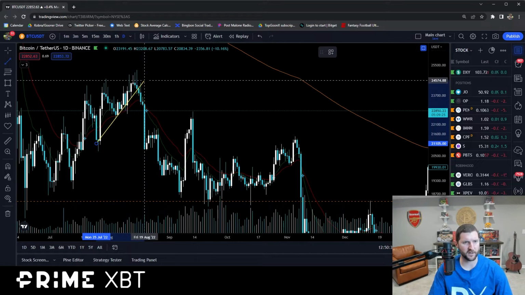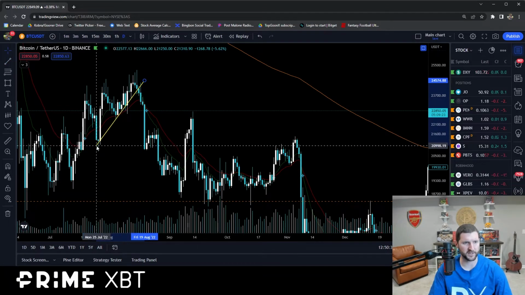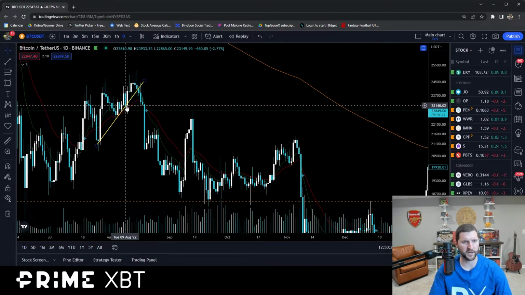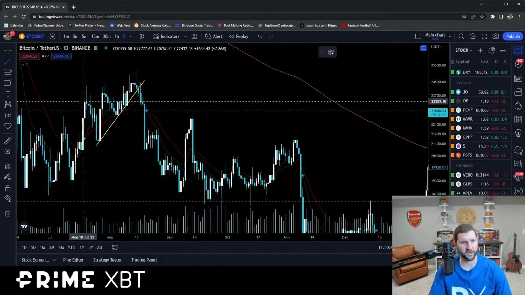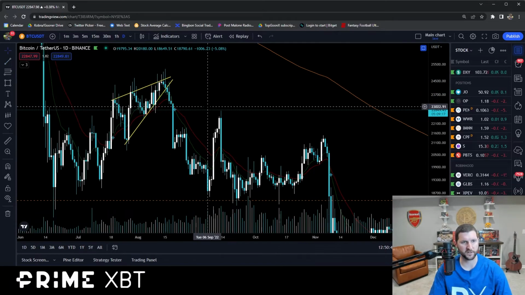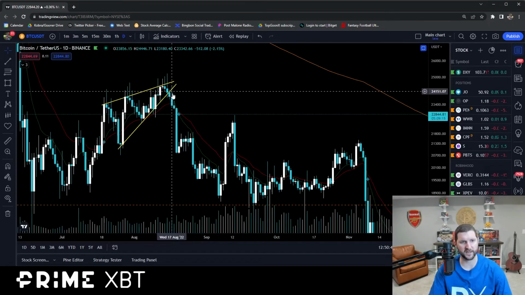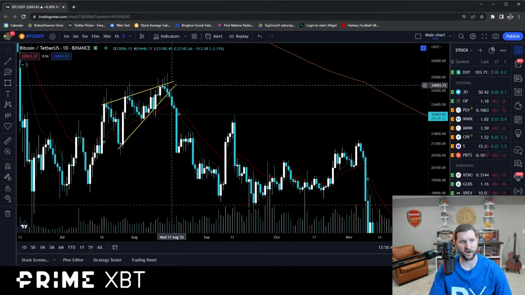Here's how I would draw this. Okay, see, I'm going through bodies here. Body, body, body, body, and we actually end up having a rising wedge breakdown here. All right, and you can see that it gives me a very nice entry on a retest.